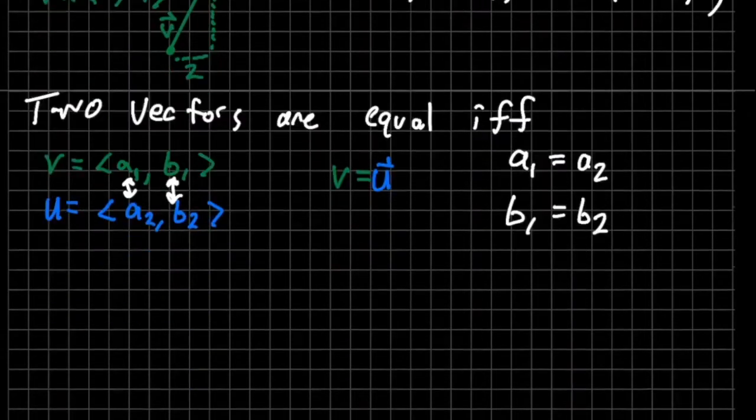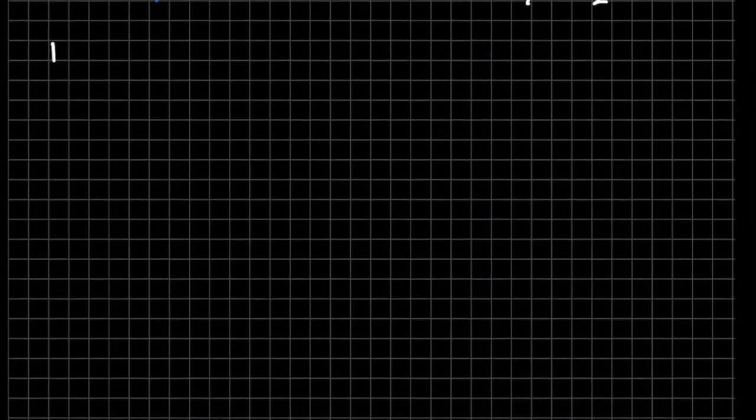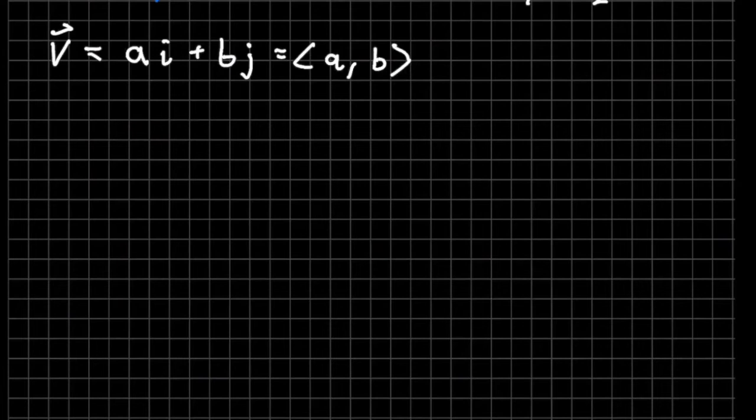We can write algebraic vectors as an equation. For example, with v, we can rewrite it as a times i plus b times j, which is the same as writing it as a comma b. So we're writing the two components, and the i and the j just represent which direction or which component we're talking about. So a is in the x direction because it's multiplied by i, b is in the y direction multiplied by j. And this makes it a little bit easier to work with vectors algebraically.